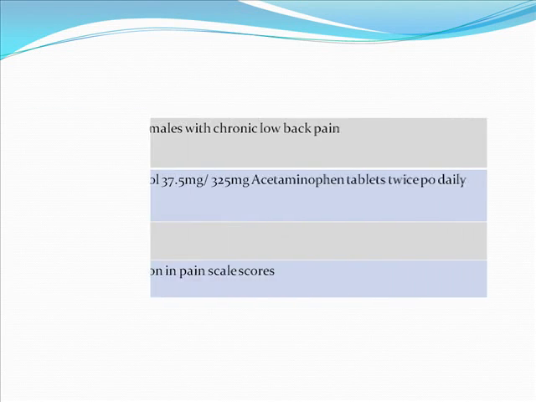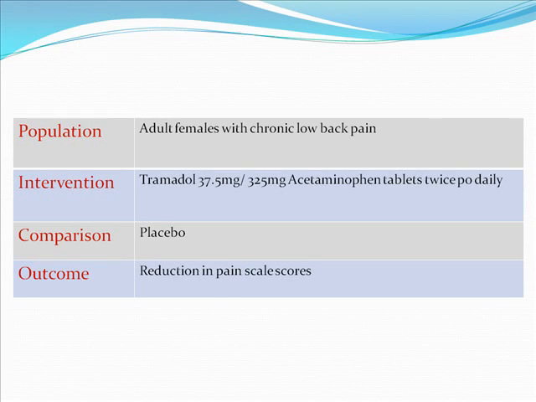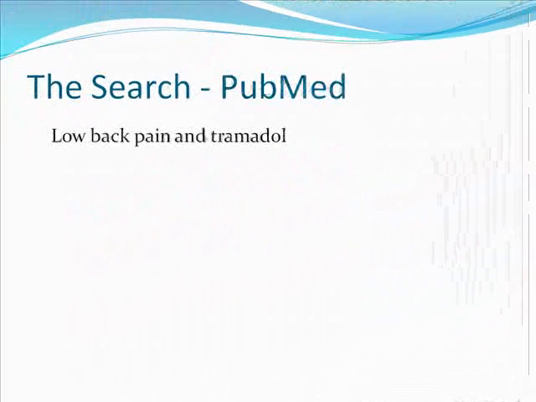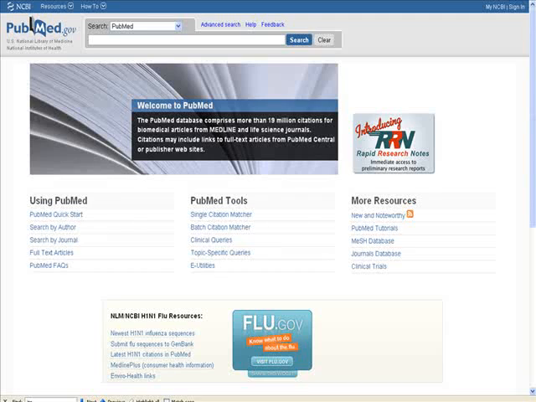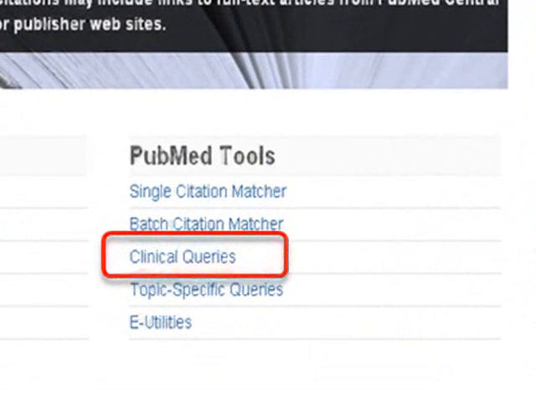Let's return to our original PICO question in this module. In adult females with chronic low back pain, does tramadol with acetaminophen taken orally twice daily compared with placebo reduce pain scale scores? And here are our original search terms. This time we are going to run our search using the Clinical Queries page in PubMed. From PubMed's main page, click on Clinical Queries.